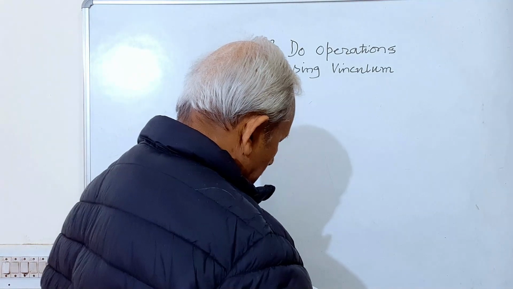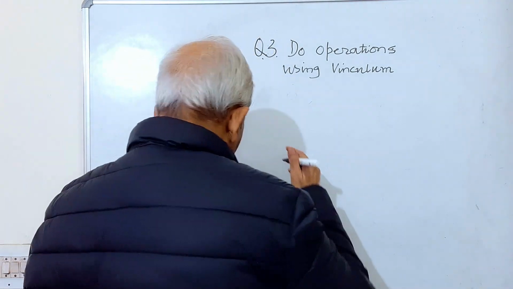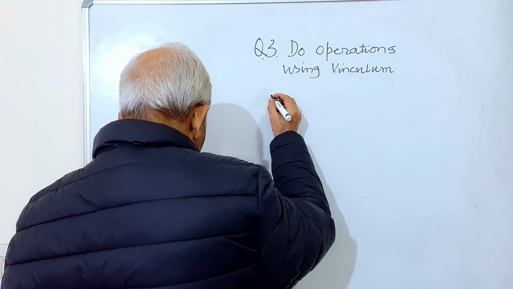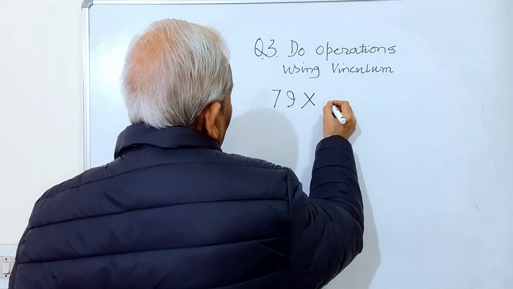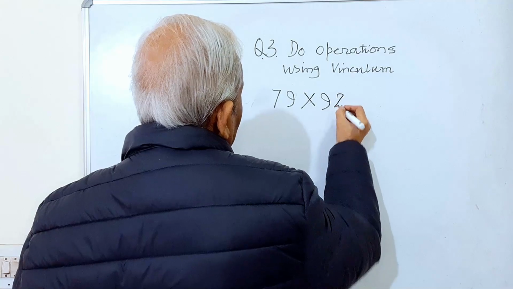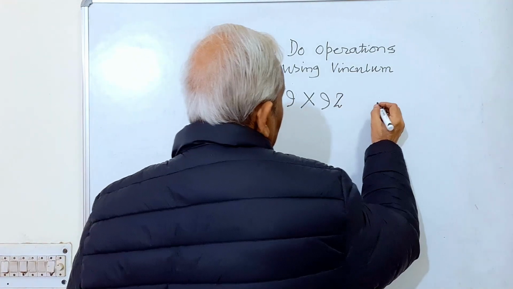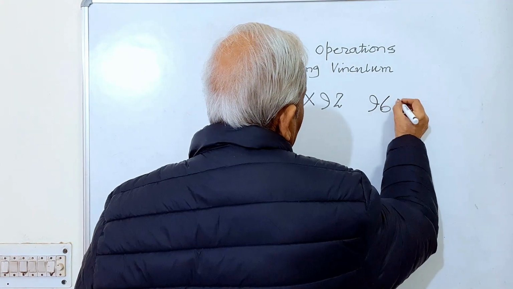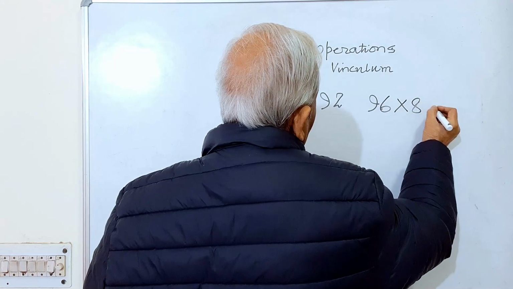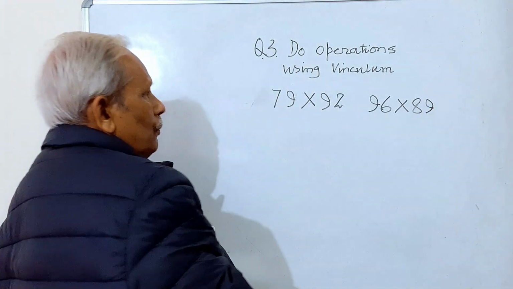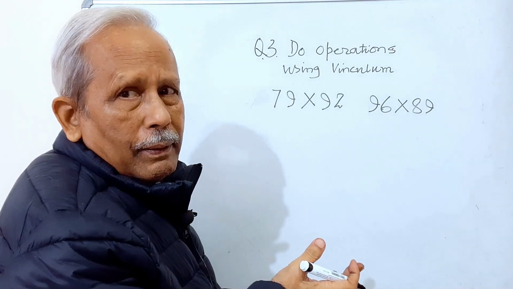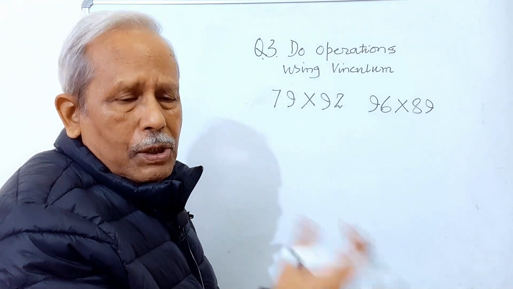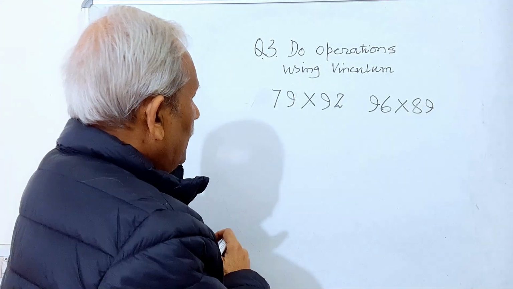Well, the next question is a question of multiplication. 79 into 92, 96 into 89. Just convert it into vinculated numbers or bar numbers, then you multiply it. Try it yourself, give a pause, try it yourself, then you can come back, right?